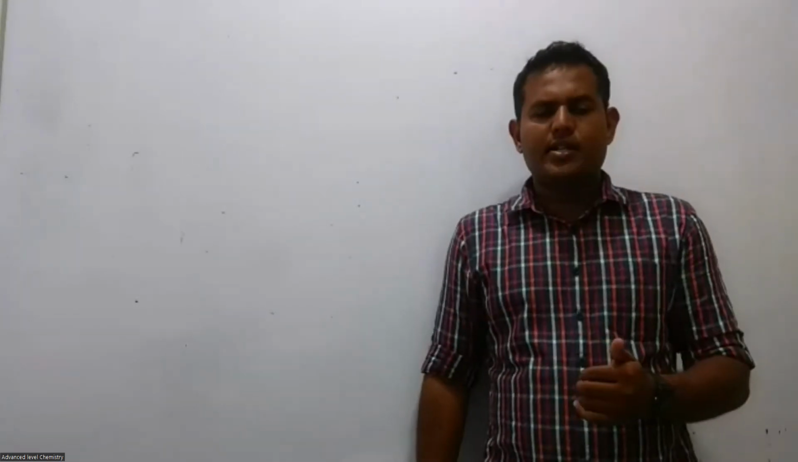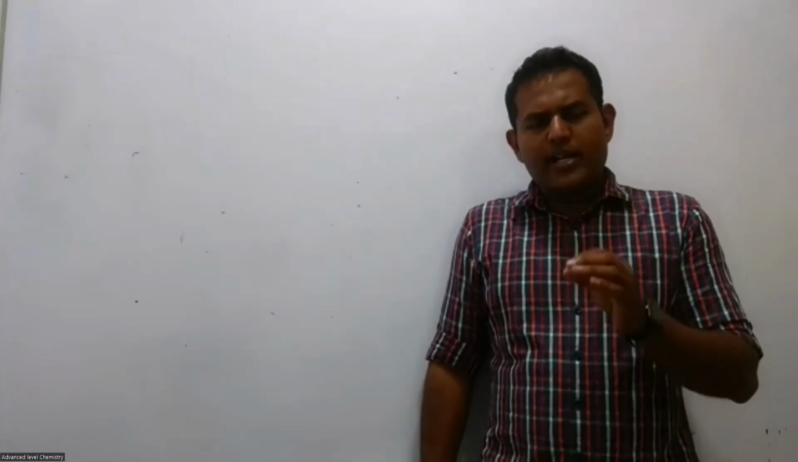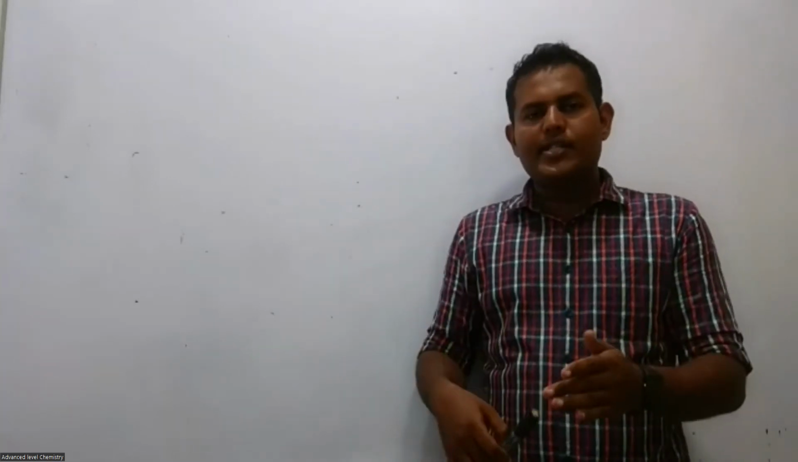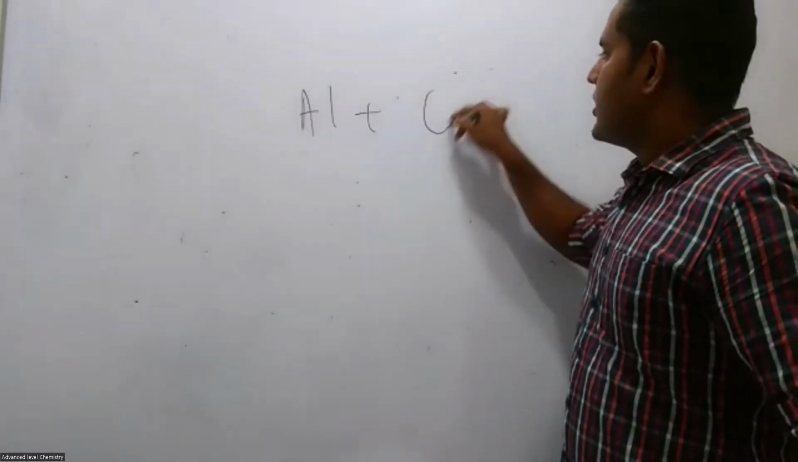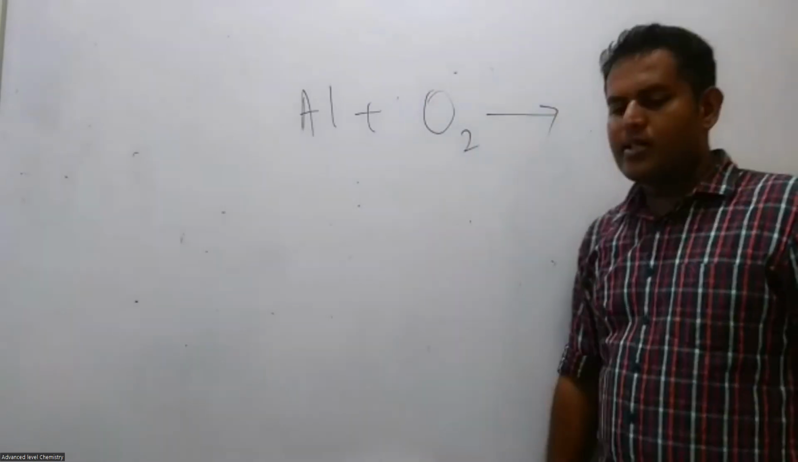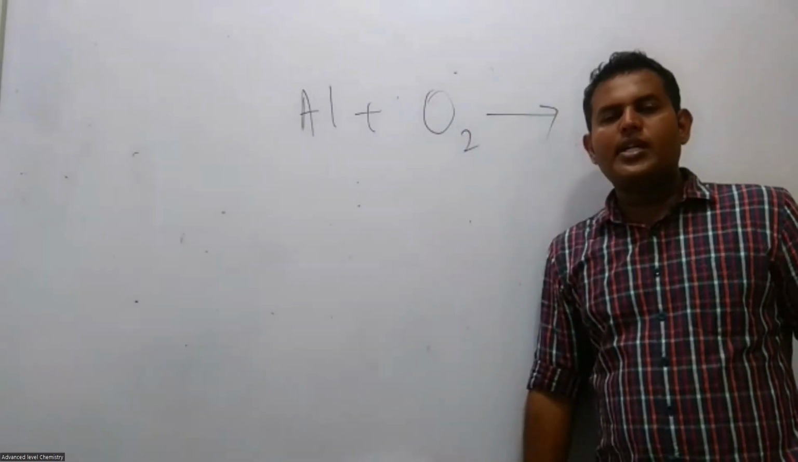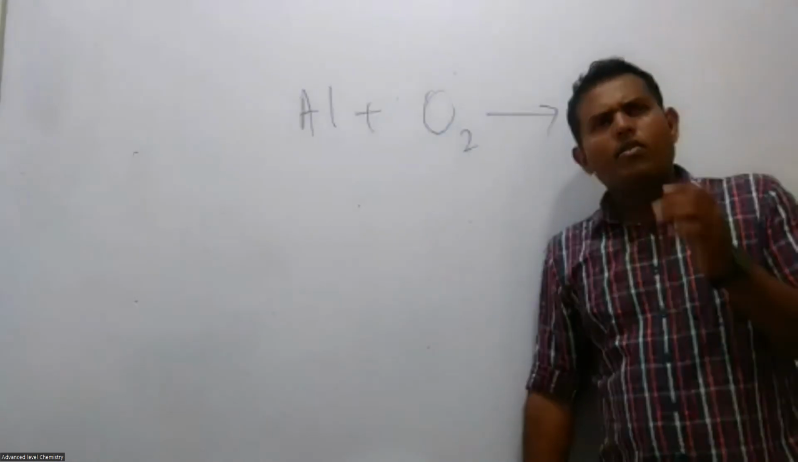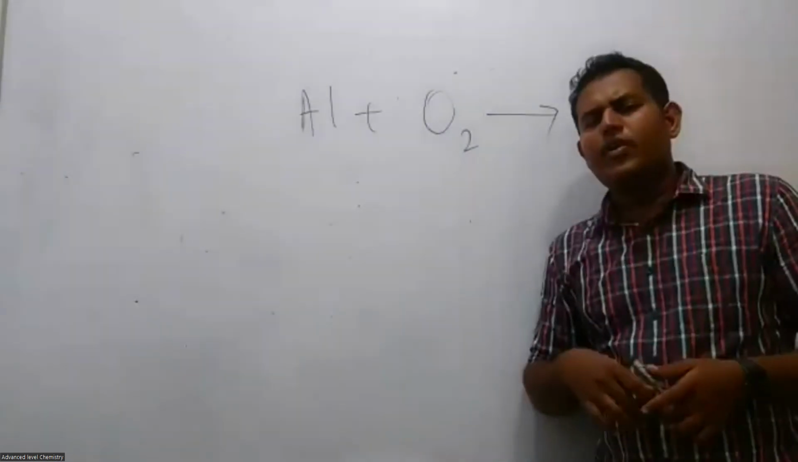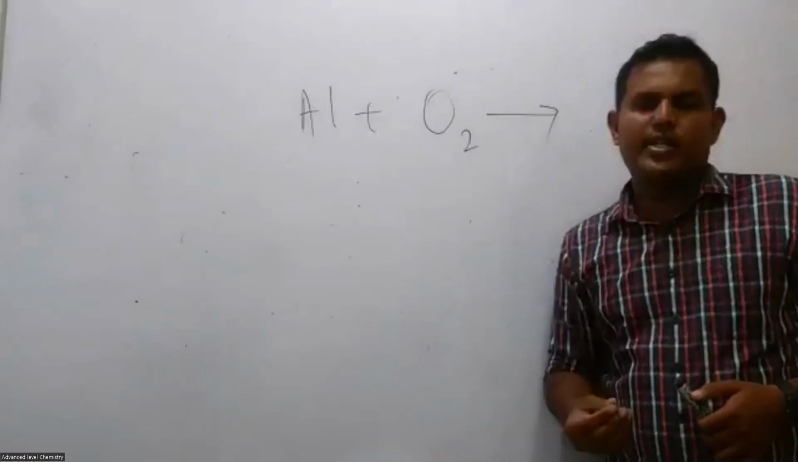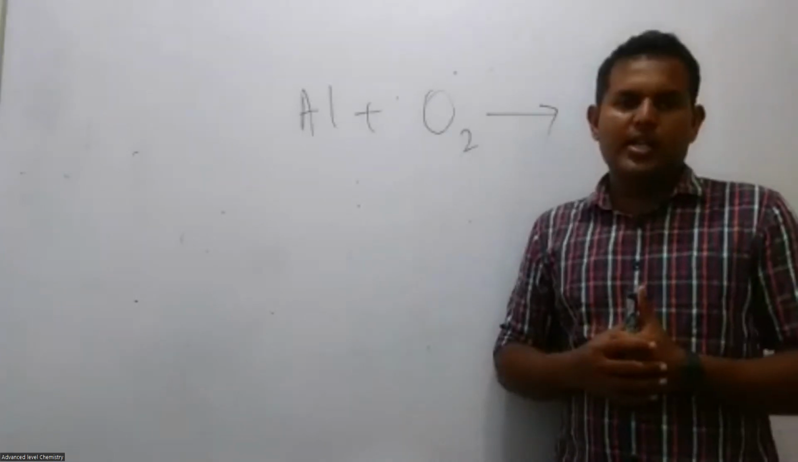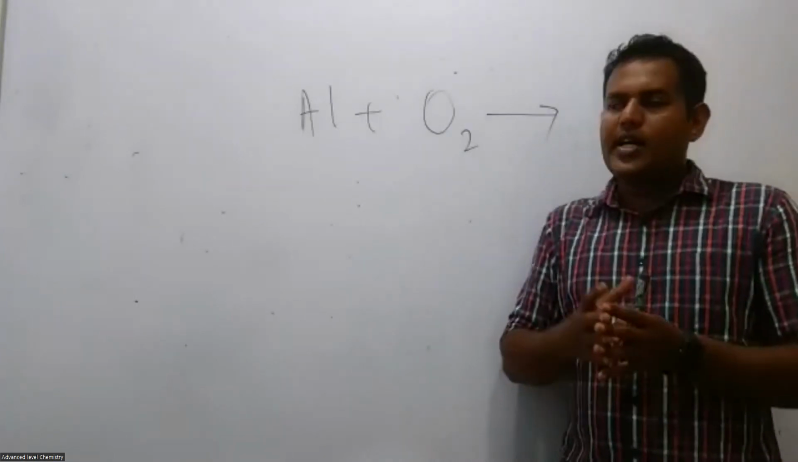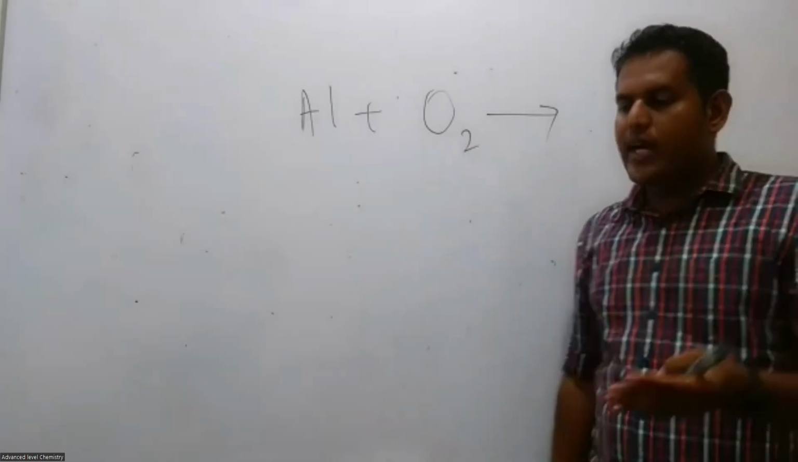Next, let's start balancing some equations. Okay. So I'll explain the difference between O levels and A levels. Now see here. Aluminium reacts with oxygen. What does it form? When sodium reacts with oxygen, it forms an oxide. It is sodium oxide. Magnesium reacts with oxygen, it forms an oxide, magnesium oxide. Likewise, when metals are reacting with oxygen, they form oxides.